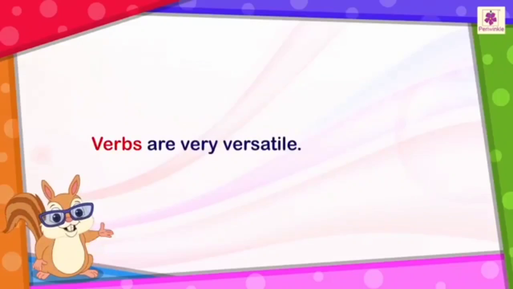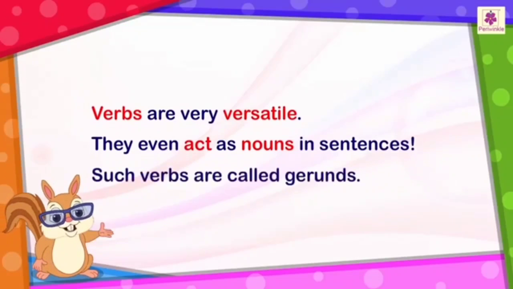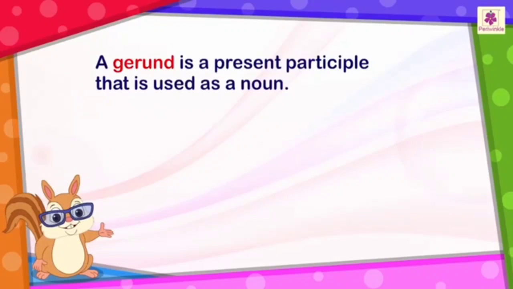Gerunds. Verbs are very versatile. Versatile means able to adapt. They even act as nouns in sentences. Such verbs are called gerunds. The gerund is the present participle that is used as a noun.